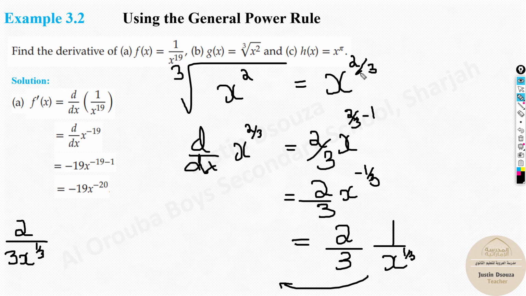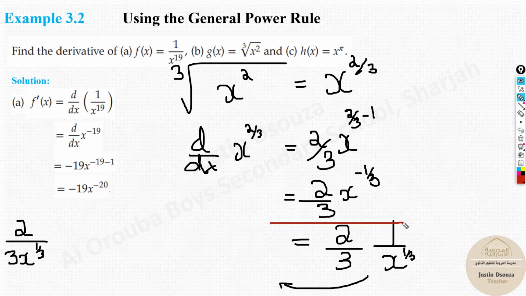Now what happened over here? This is just the power rule. 2/3 comes down, 2/3 minus 1, and I got 2/3 x to the power negative 1/3. This is your answer over here. Whatever you got in this step is your answer after using the power rule.